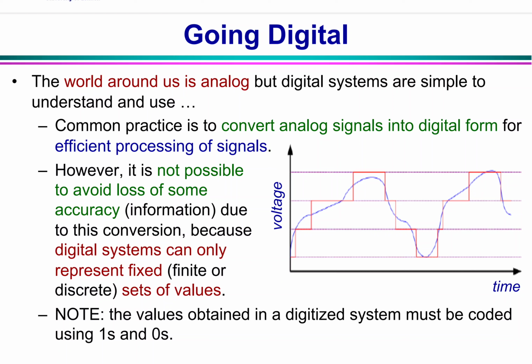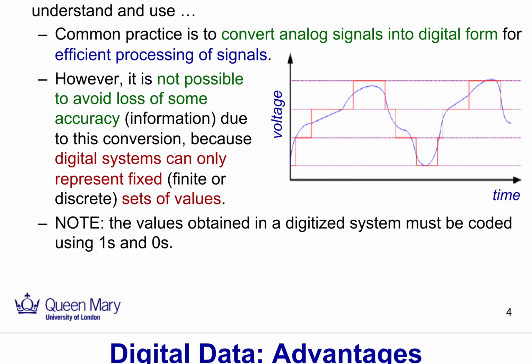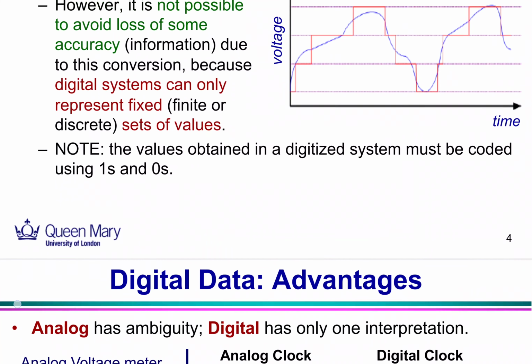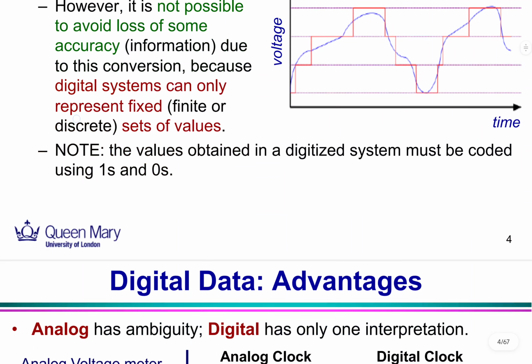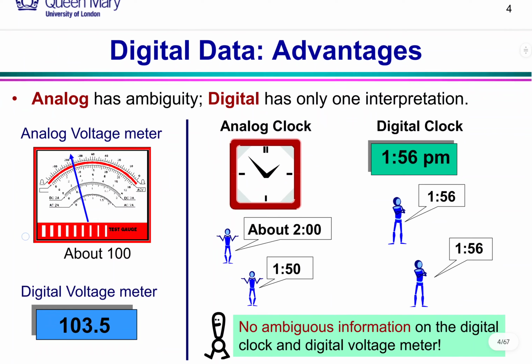So we should convert seemingly continuous data into digital data. How do we do it? With sampling and quantization, I think. But we can't avoid losing some accuracy, because we can't represent them seamlessly. So, analog and digital.